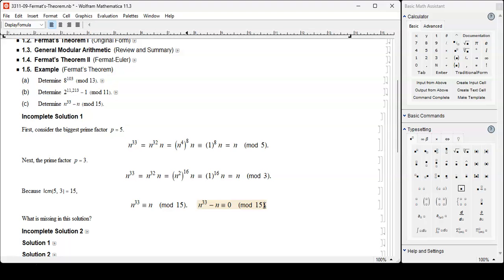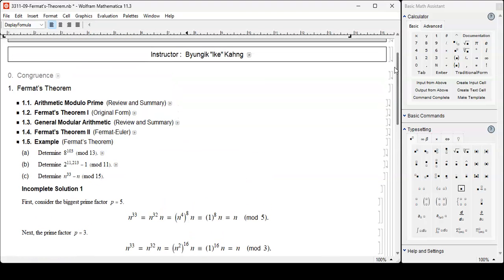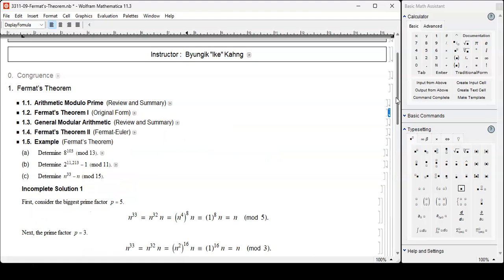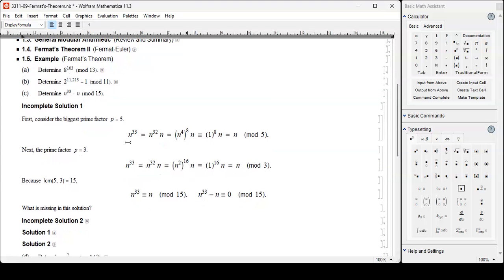But what's missing? The same thing here. Not the same thing, the similar thing here. If A is not a multiple of P, it works out. In this case, if n is not a multiple of 5, and also n is not a multiple of 3, either way, either one or the other. So if n is not a multiple of 15, it'll work out, but otherwise we have a problem.